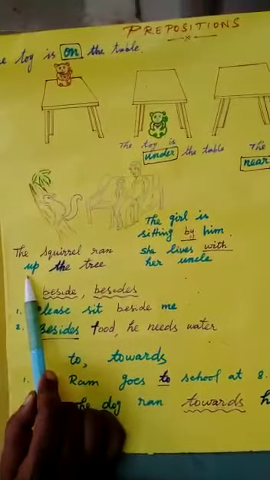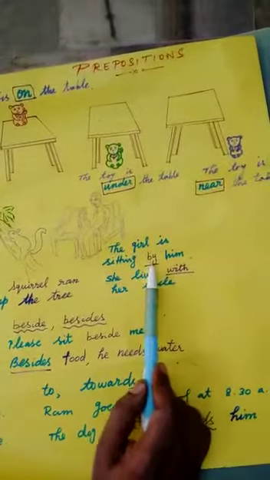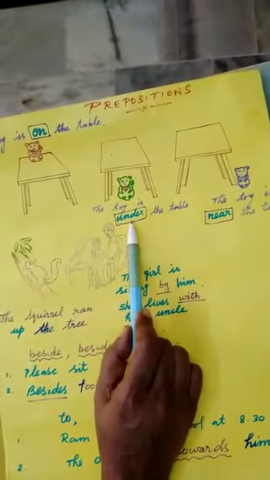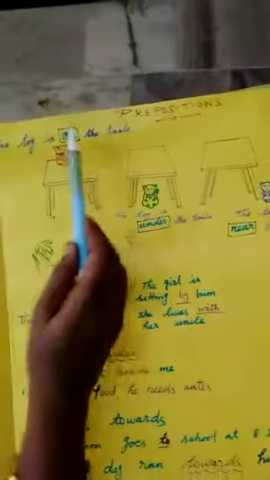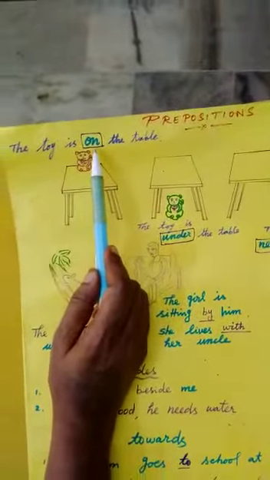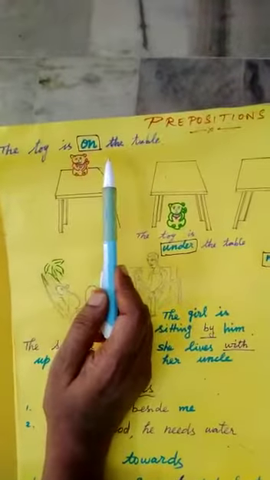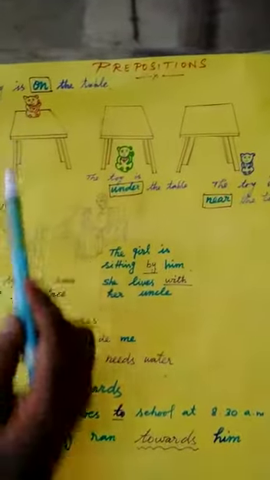Here, up is the preposition. Here, with is the preposition. Here, by is the preposition. Here, under is the preposition. Here, near is the preposition. Here, on is the preposition. This preposition connects the object and the rest of the sentence.